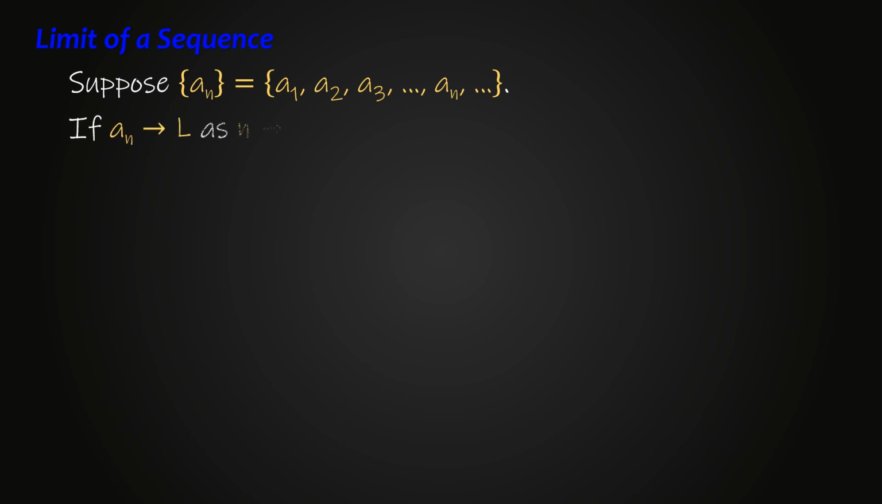Limit of a sequence. Suppose we have a list of numbers. If the terms of the sequence, a_n, approach L as n becomes sufficiently large, then the sequence has the limit L. That is, the limit of a_n, as n approaches positive infinity, is equal to L.